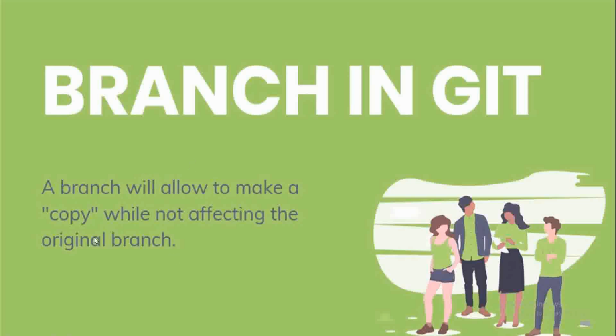Branch in Git. A branch allows you to make a copy without affecting the original branch. It means, suppose there is a project manager who has a ready project, but he wants some additional changes in it and he doesn't have time for that. So he tells his colleagues to do that work, and as soon as the work is completed, ping me. I will merge your code into my original code.